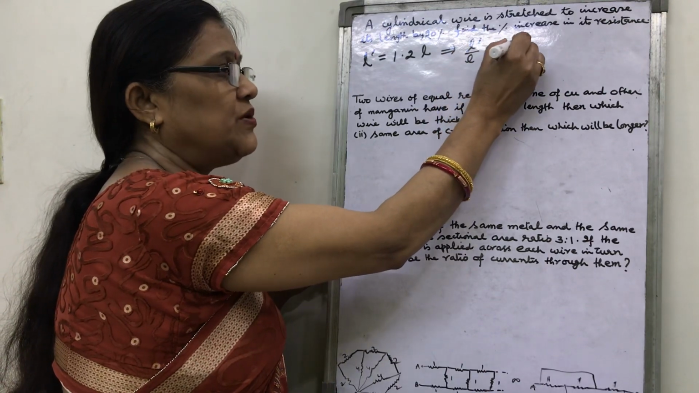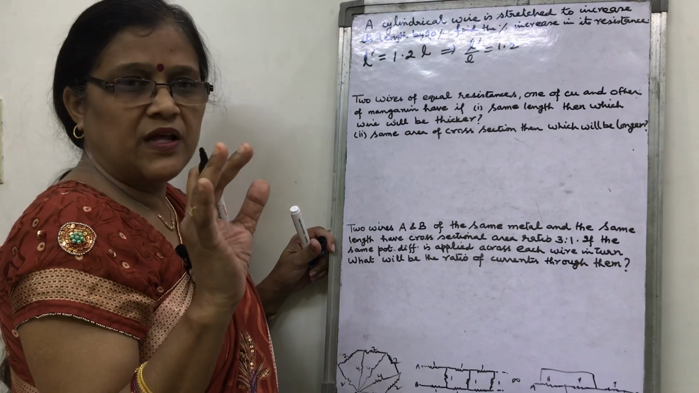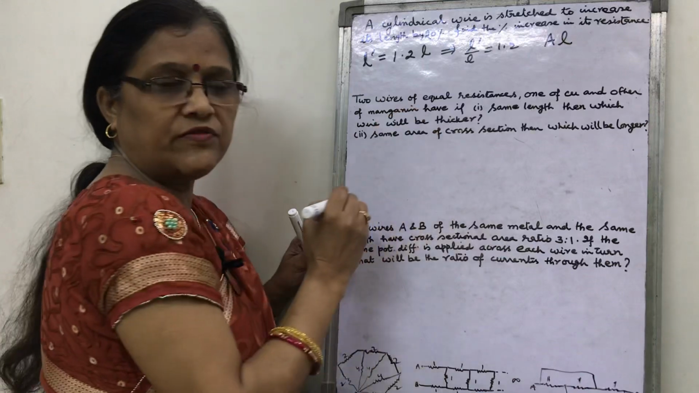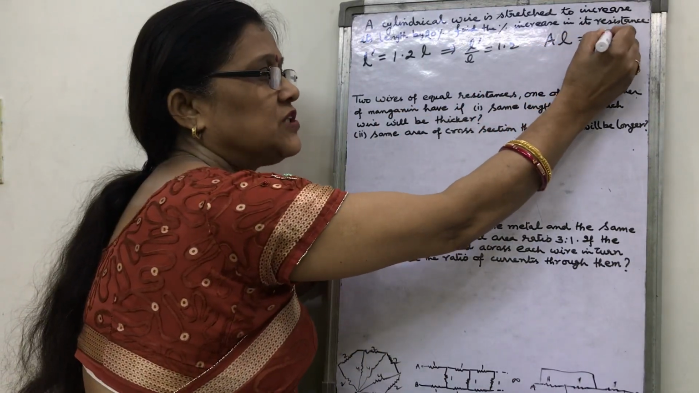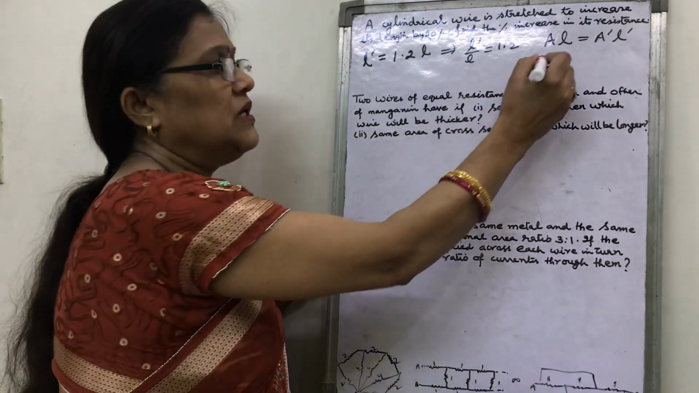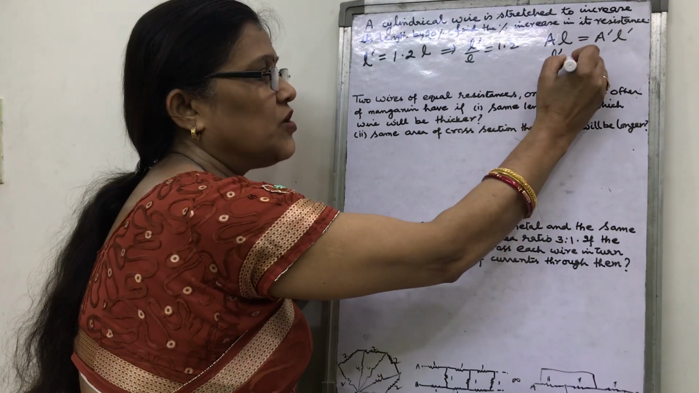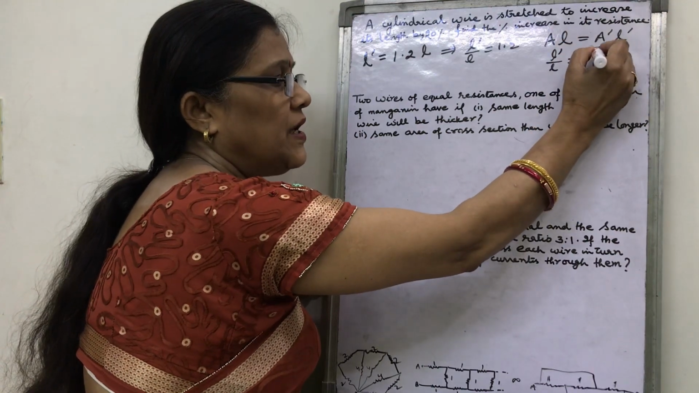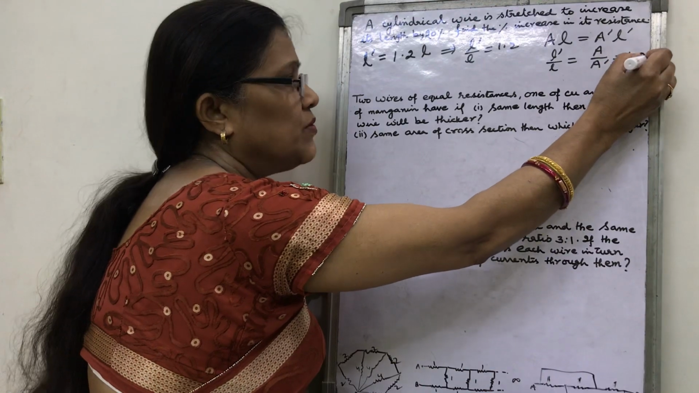Now the same wire is stretched, so the volume will remain the same, and volume is given by area of cross section into length of wire. Initially it was A into L, and now A dash into L dash, and the volume remains the same. So we can write that L dash upon L equals A upon A dash, and this is 1.2.